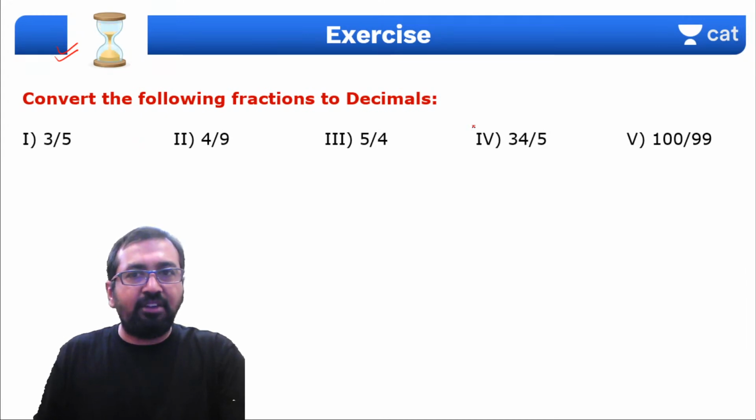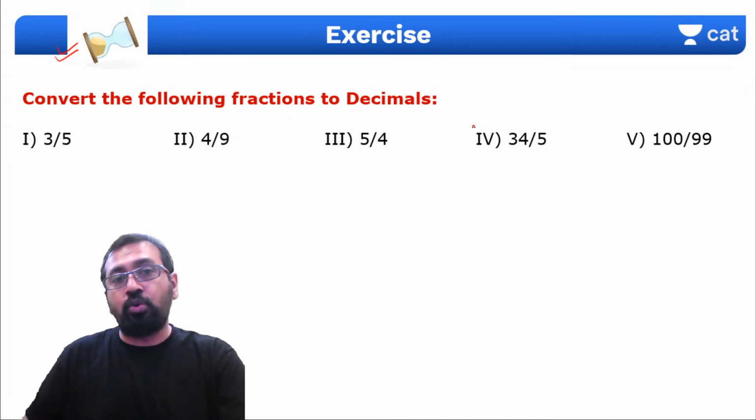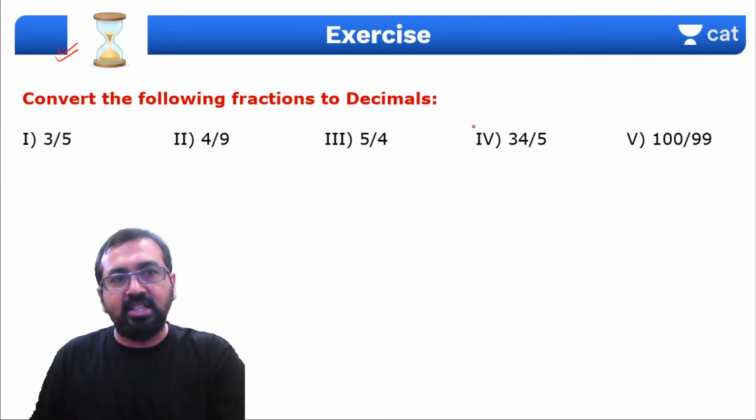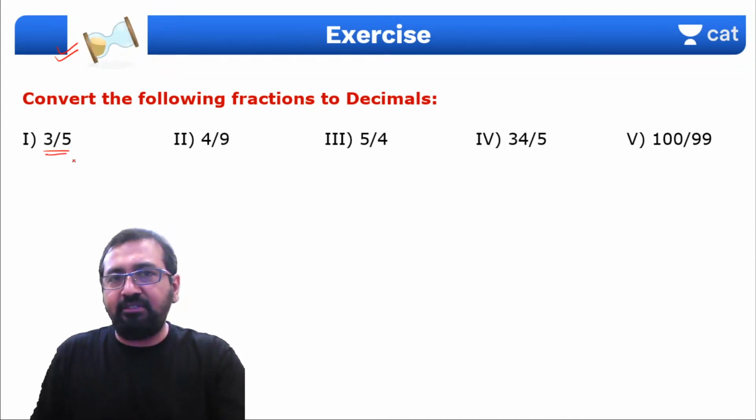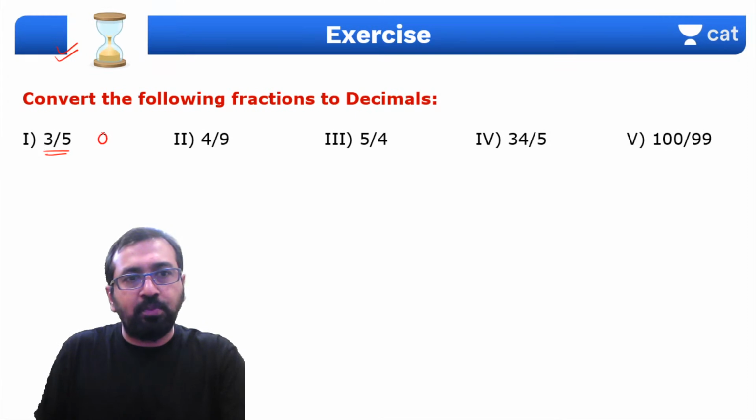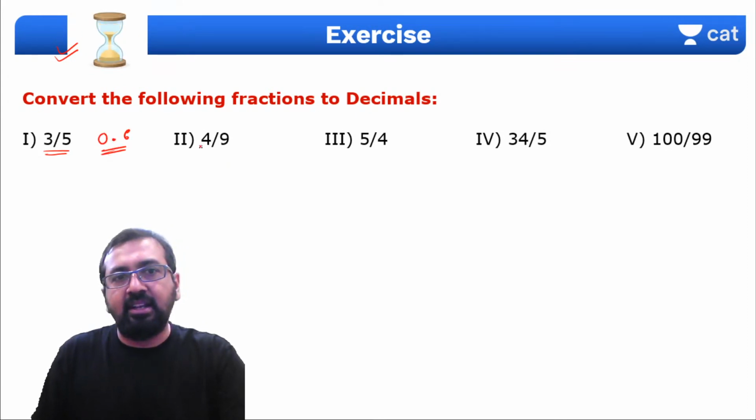Everyone, I have already given you that fraction and equivalent decimal table. So you know what is 1/5, you know what is 1/9, you know what is 1/4. You should be able to quickly convert this. So 3/5, 1/5 is 0.2. So 3/5 is 0.6. As simple as that.